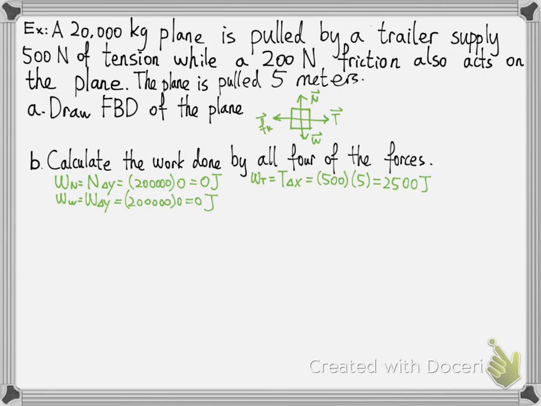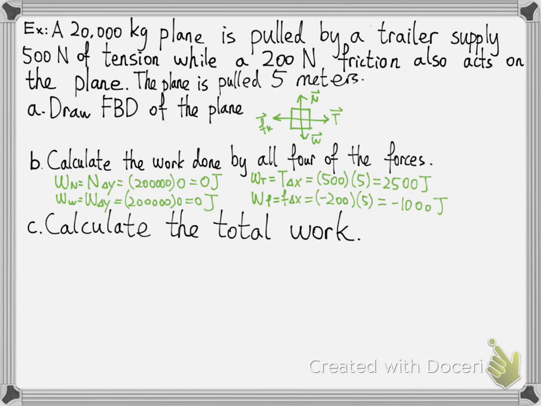The work for the tension force is 500 Newton of tension force times the displacement of the plane, which is 5 meters, and we get 2500 joules. And the work done by the friction force is 200 Newton of the friction force times 5, which is the displacement of the airplane. However, the friction force is opposing the tension force, and therefore we have to add a negative in front of the 200, which makes the answer negative 1000.